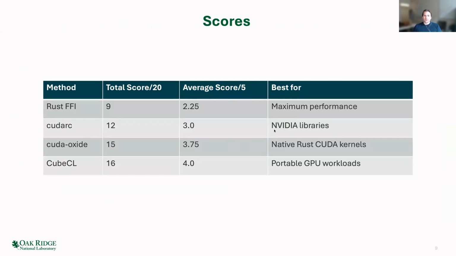So here are the total scores. Got pop-ups everywhere, sorry, guys. Here are the total scores. I'm kind of glad how they worked out. I think CUDA Oxide and kubectl are the ones I use the most and are my favorite. I use them interchangeably. I'm not going to pick one or the other, but these are the best for my use case.